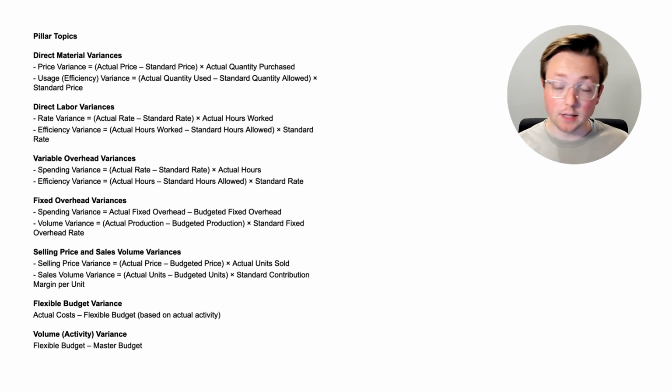Now let's talk about the selling price and sales volume variances, very similar to what we've seen before. Selling price variance is the actual price less the budgeted price multiplied by the actual units sold. The sales volume variance is the actual units less the budgeted units multiplied by the standard contribution margin per unit.